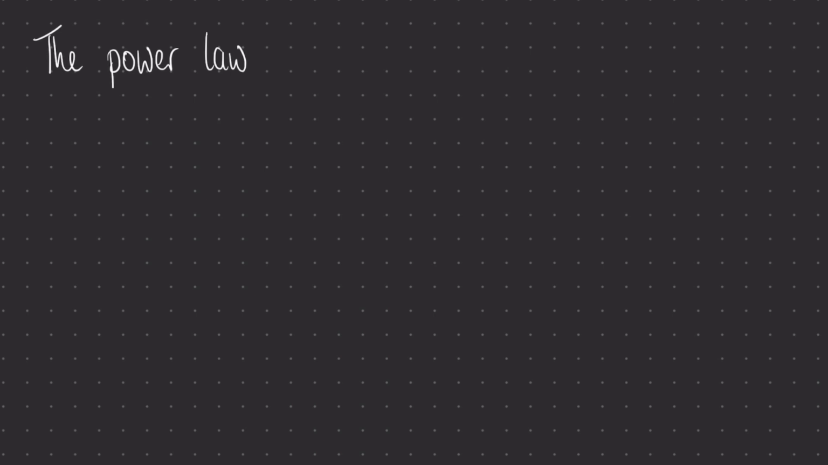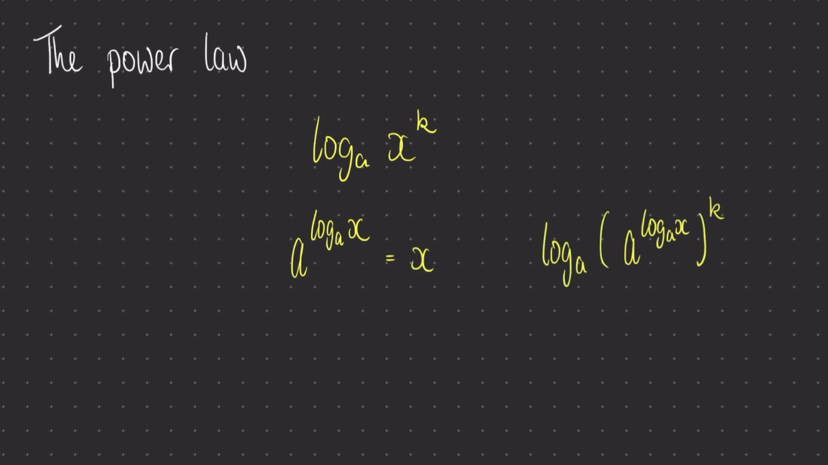The final law to remember is the power law. This one is quite simple to prove. Let's say we have log to the base a of x to the power of k. We can replace x with this expression here, remembering that the base a raised to the power of log to the base a simply cancels out. So the initial expression can be rewritten like this, and using our rules of indices, we can bring the k into the power. So we have k multiplied by log to the base a of x.